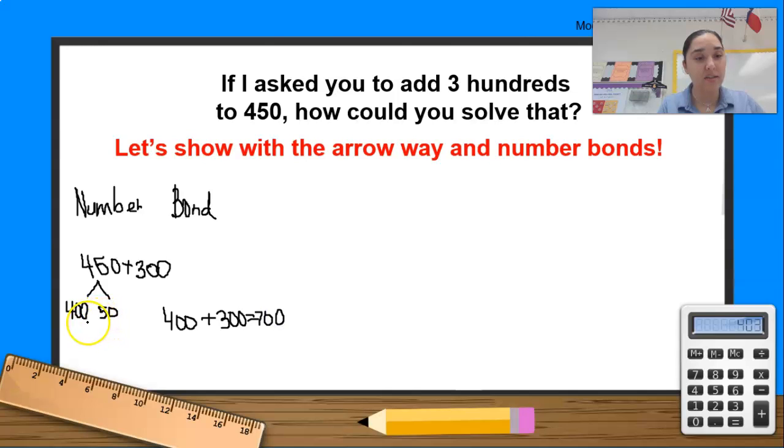Then I add the parts that are left over, which is 50 and 700. So 700 plus 50 gives me 750, boys and girls.